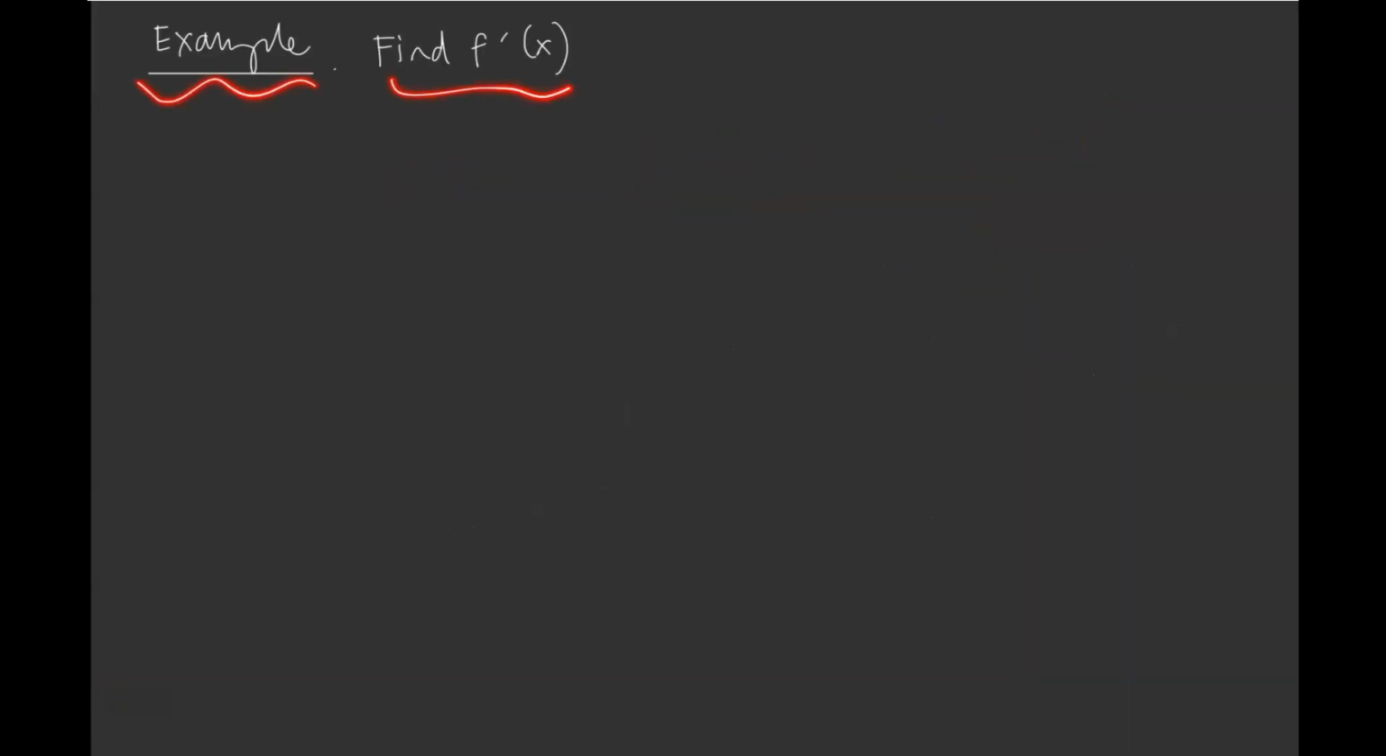So for this example, we're going to find f prime of x if f of x equals 5 plus x squared over 2x squared minus 1. This would be a great one for you to try on your own.